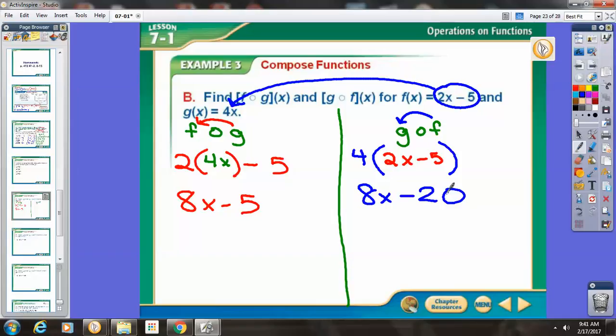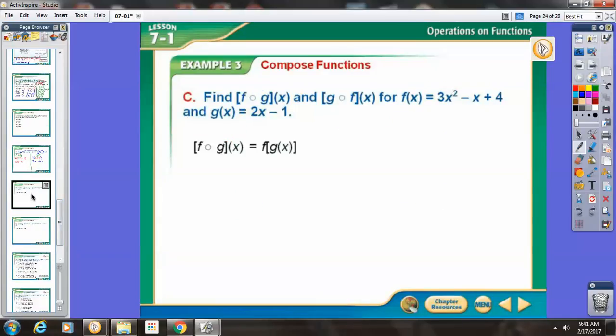Alright, I want to do one more example with you guys. This is your example C, isn't it? Okay. Let's see how far we get. Maybe I'll just do one of these. I don't know if we're going to get f composite g and g composite f done. Let's start with f composite g here.